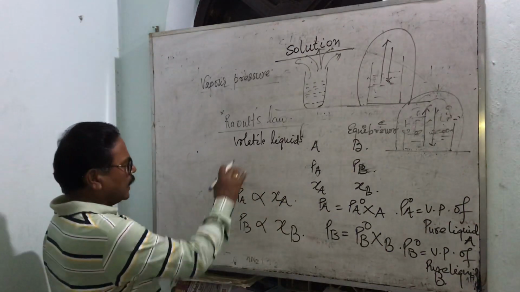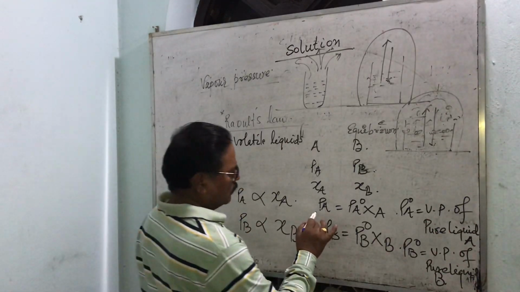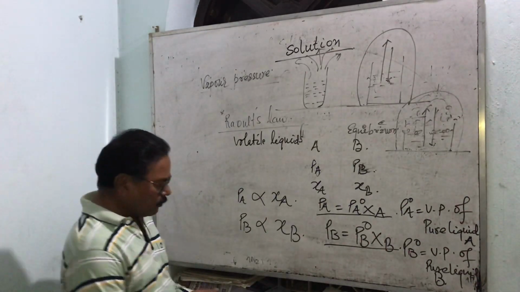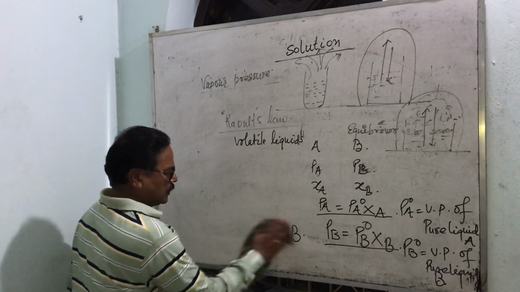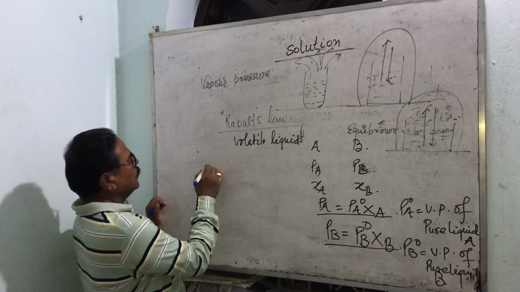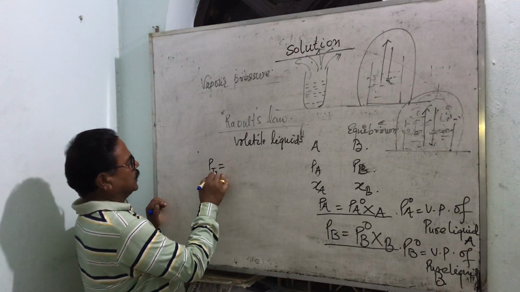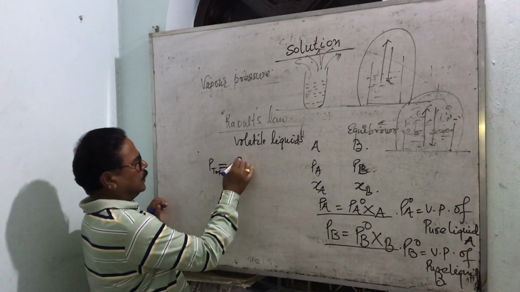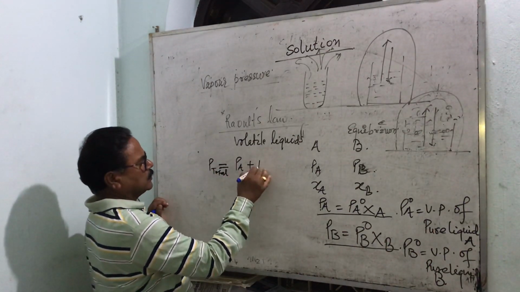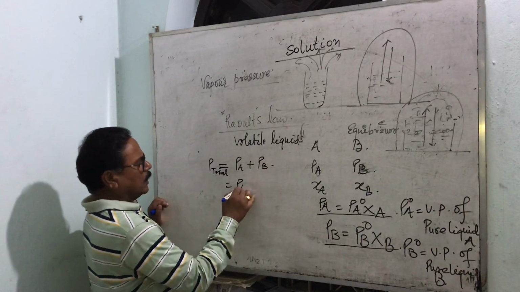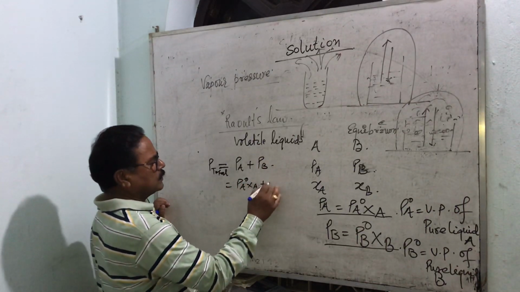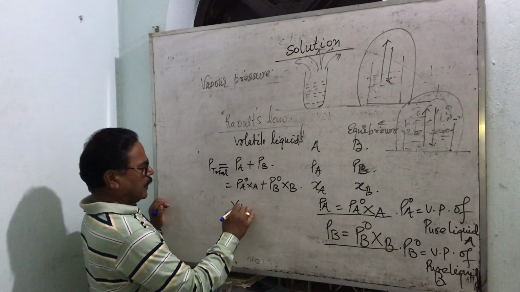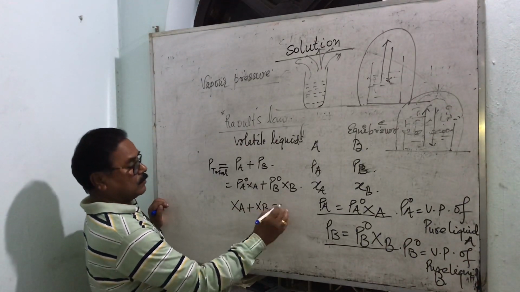So this is Raoult's law. Mathematically, the law can be explained. Now, if we combine, the total pressure P is equal to the total pressure exerted by the binary solution having volatile liquids. P is equal to PA plus PB, so P is equal to PA naught XA plus PB naught XB. So we know that XA plus XB is equal to what?